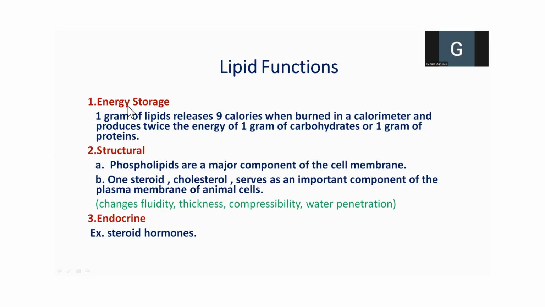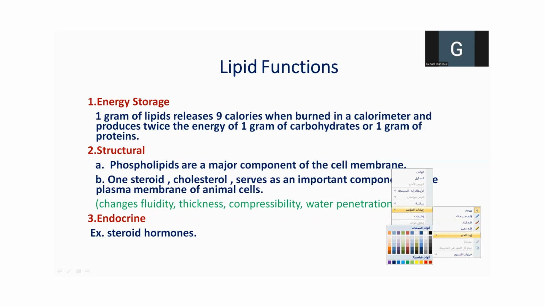And this is about twice the amount of energy that is given by 1 gram of carbohydrates or 1 gram of proteins. So lipids have the highest energy content per gram. But it's worth noting that in the human body, carbohydrates are first used to produce energy, meaning that the first foodstuff used to produce energy in the human body is the carbohydrate stuff, like, for example, glucose molecules.